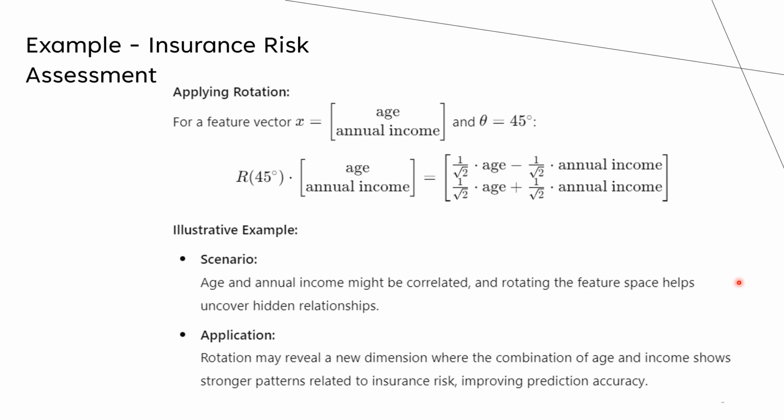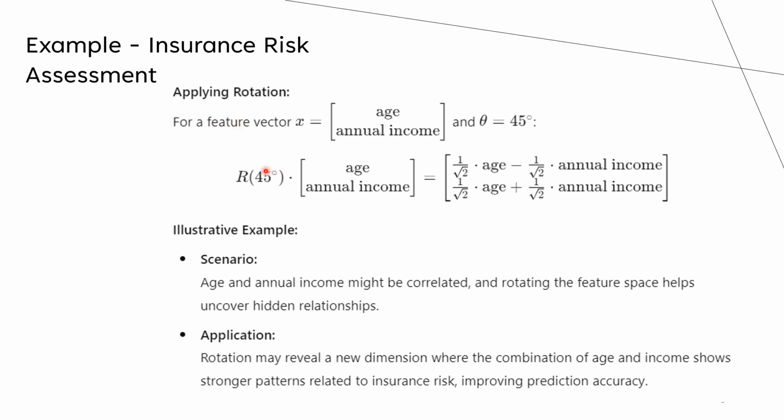In insurance, assessing risk accurately is critical. By applying group theory, we can understand how different risk factors interact. For example, using a rotation matrix, we can analyze the relationship between age and annual income to assess car insurance risk. This allows us to capture complex relationships and make more informed decisions.